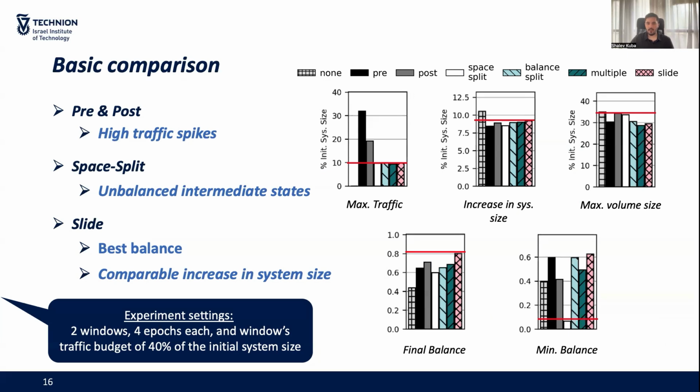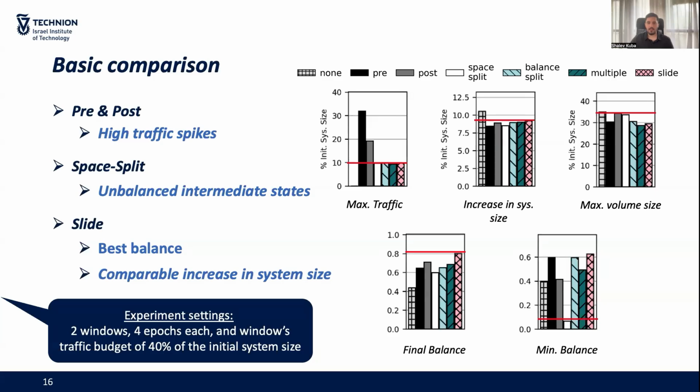We report the following metrics, where the metric result on the first row is shown as a percentage of initial system size. Max traffic is the highest per-epoch traffic observed across the window. Increase in system size is the net size increase after the migration and the system changes end. Max volume size is the largest volume size observed across all epochs. Final balance is the system balance at the end of the migration, and minimum balance is the lowest balance observed at the end of an epoch across the migration.